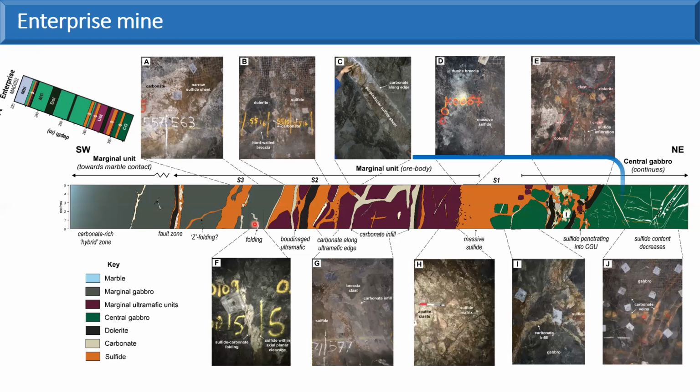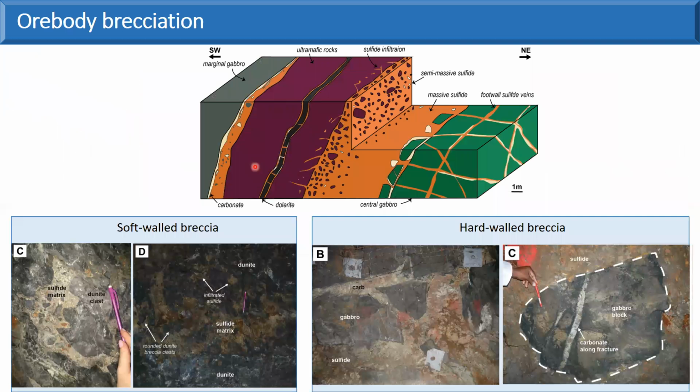And if we zoom into this ore body, the sulfide-rich ore body, it shows a schematic of the different brecciation textures that we see at Munali. Characteristically, we get these football carbonate veins that become more carbonate-rich away from the ore body.